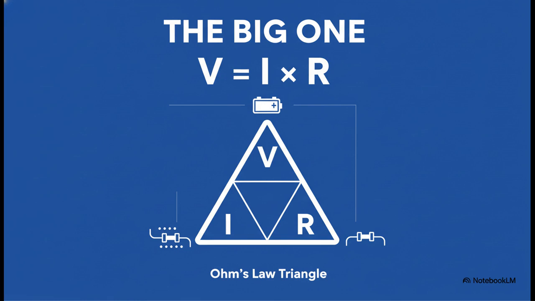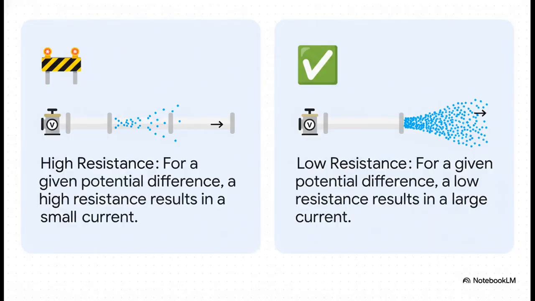You need to know this one forwards, backwards, inside out. It is the key to solving most of the circuit problems they can throw at you. So what does this actually mean in practice? Well, if you keep the voltage the same, the relationship is really simple.